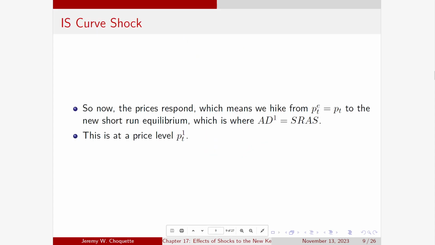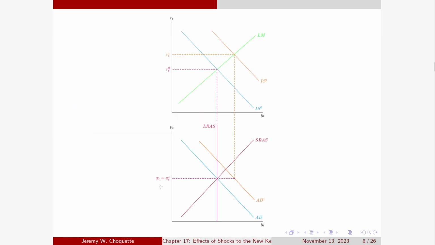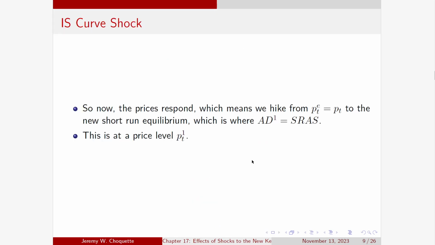So this means that the prices have to respond. So we're going to move over from where the current and expected price levels are equal to each other to the new short run equilibrium, which is where the new AD1 equals the short run aggregate supply curve. And this is going to be at a price level P1.